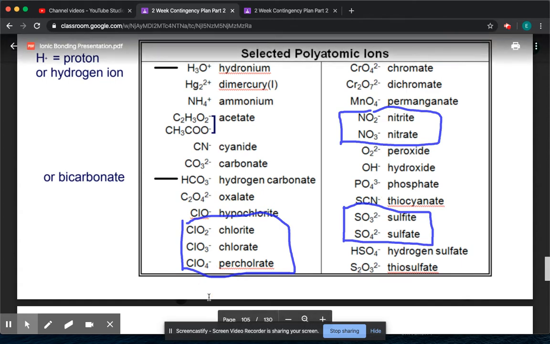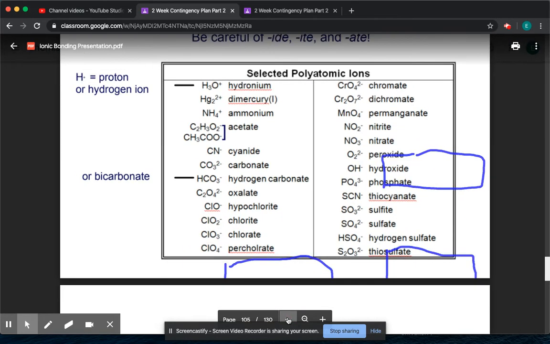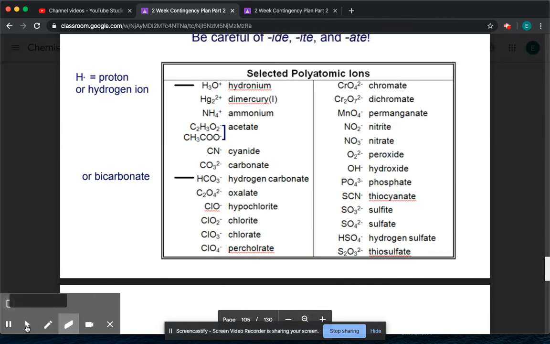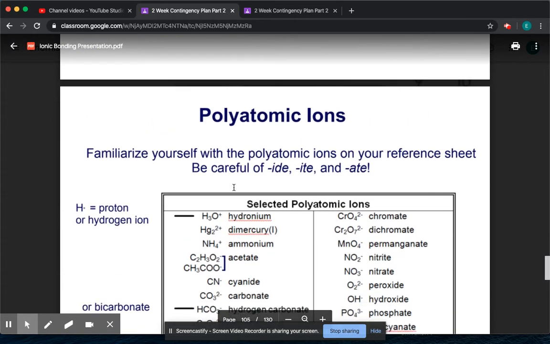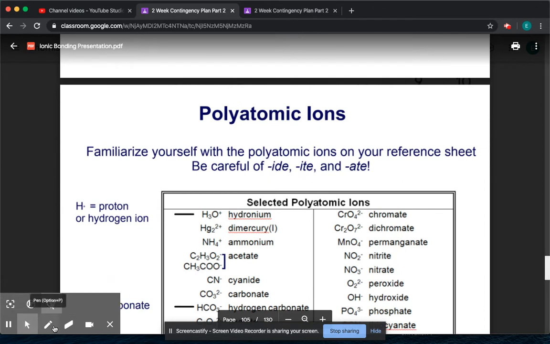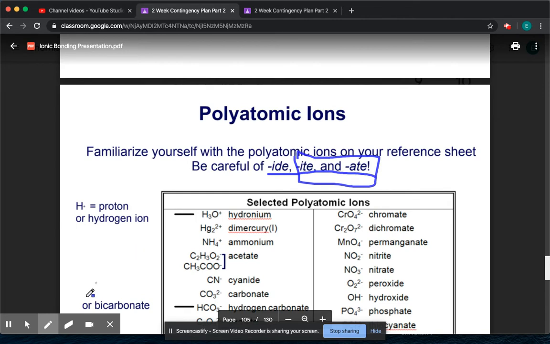So that's what they're referring to when they say that the "ite" ending is going to be the one with fewer oxygens. And these are the three endings we were just talking about. Okay. This first one, again, is just for elements, and these are for the poly.